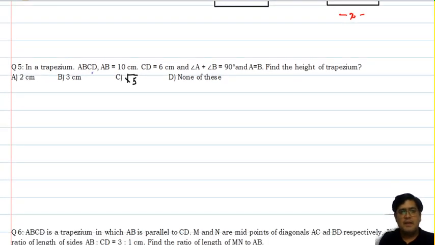In a trapezium ABCD, AB is equal to 10, CD is equal to 6, A plus B is equal to 90 degrees, and A is equal to B. Find the height of the trapezium. Let me plot this for you first. In a trapezium, two sides are parallel to each other and two sides are non-parallel. In this case, we have been given a crucial hint that the angle A and the angle B are equal.